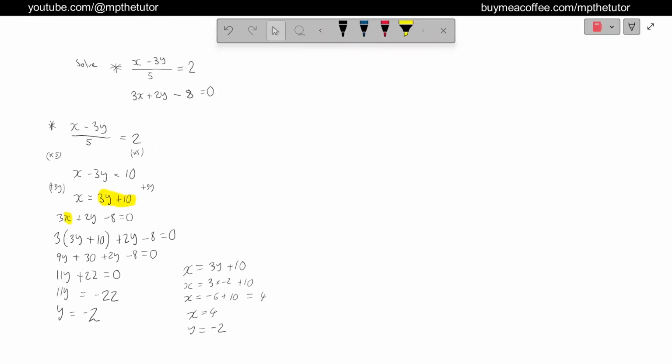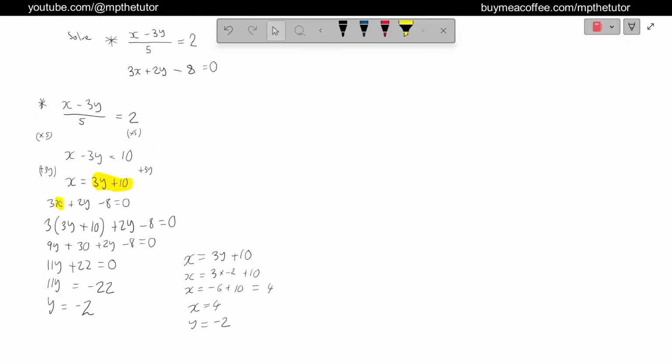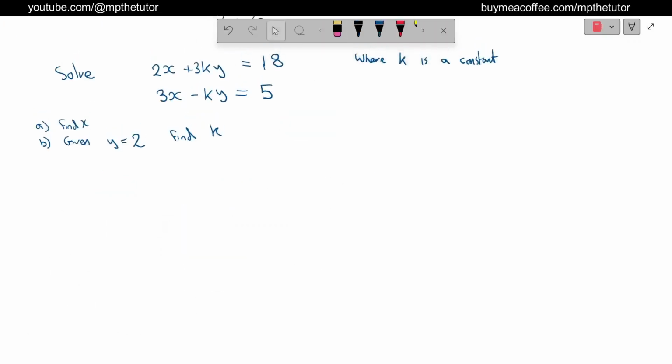So that again is very similar to last time, but we had to get rid of that 5 at the bottom of the fraction. Let's have a little look at this next one, which is a little bit more interesting. So here we have 2x plus 3ky equals 18 and 3x minus ky equals 5, where k is a constant. So what we've got to do is find x as part A and find k given y is 2 for part B. So let's have a go through part A.